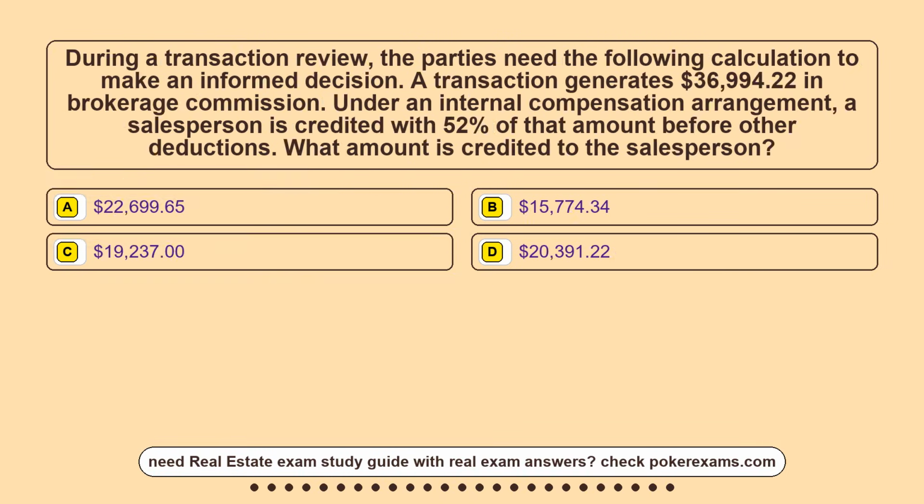Question 2. During a transaction review, the parties need the following calculation to make an informed decision. A transaction generates $36,994.22 in brokerage commission. Under an internal compensation arrangement, a salesperson is credited with 52% of that amount before other deductions. What amount is credited to the salesperson?